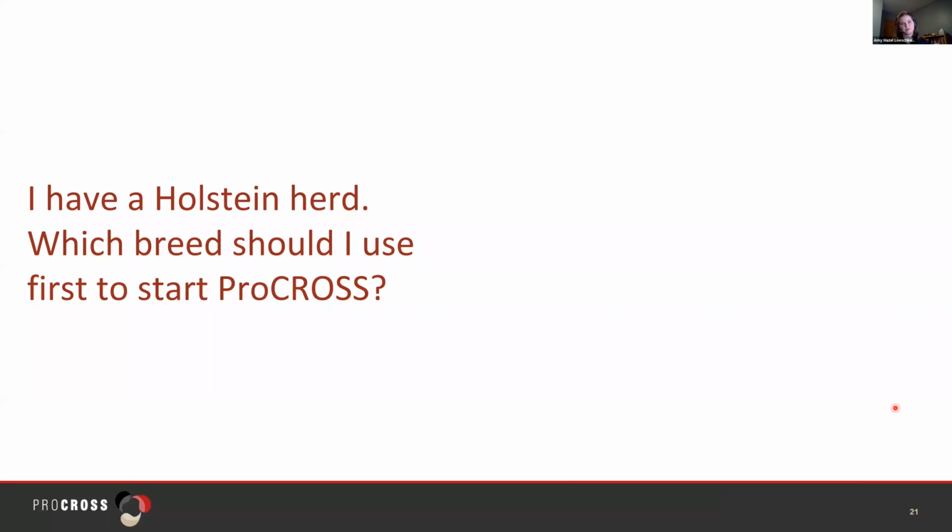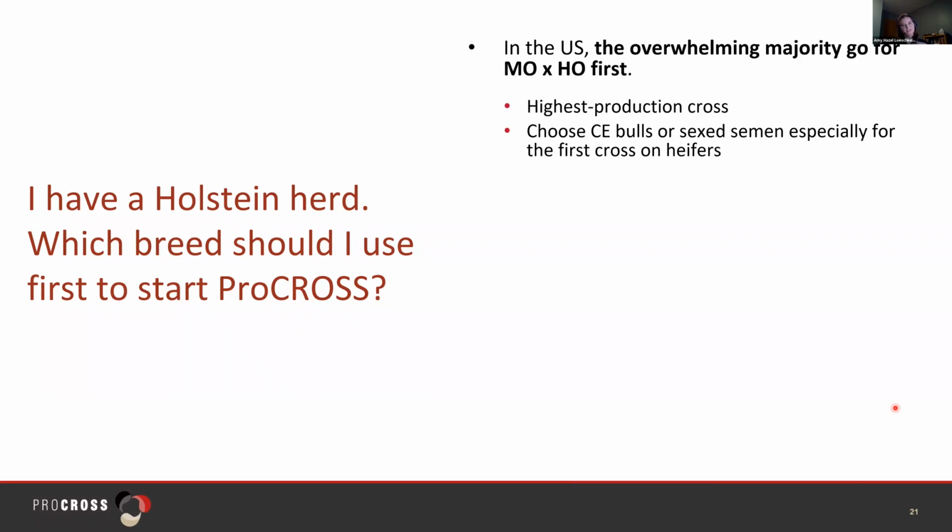So then the last one I want to cover is how we implement crossbreeding. Let's say I have a Holstein herd. Which breed should I use first to start ProCROSS? In my experience here on the US side, the overwhelming majority of our farmers will go for Montpellier first and do Monty times Holstein as their G1 cross.